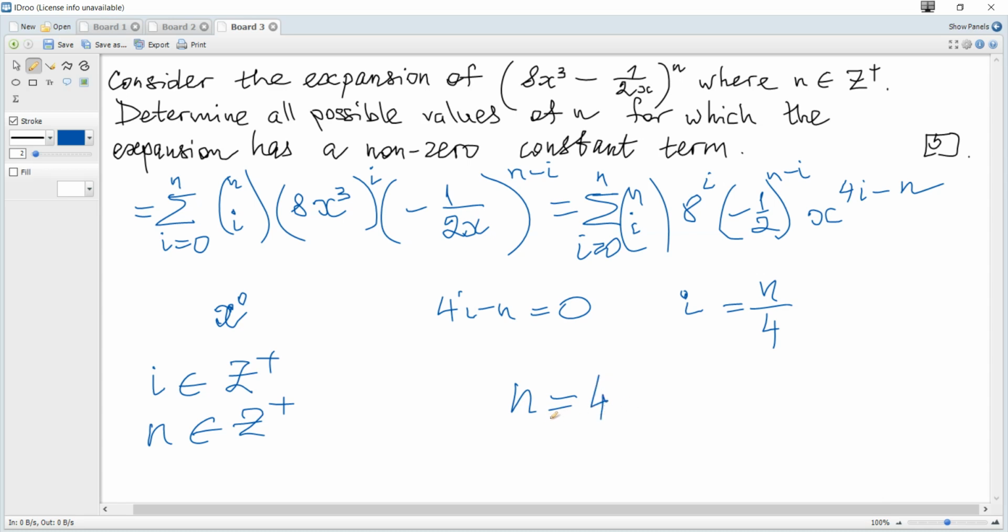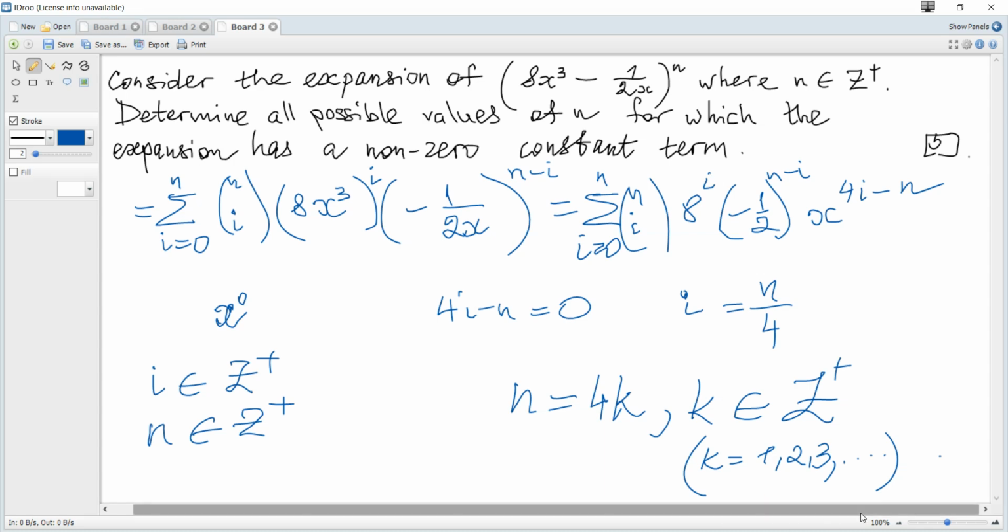So the solution is n must be 4k, where k is an integer and actually a positive integer. So it means that k is 1, 2, 3 and so on. When k is 1, n is 4, the first possible power, and so on. So the answer is this. And that's all for this question.